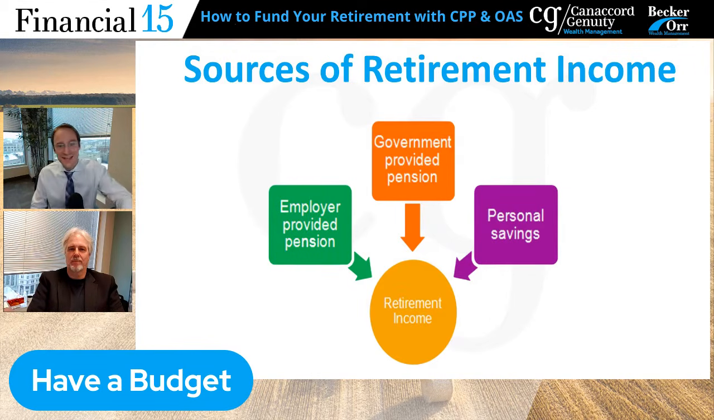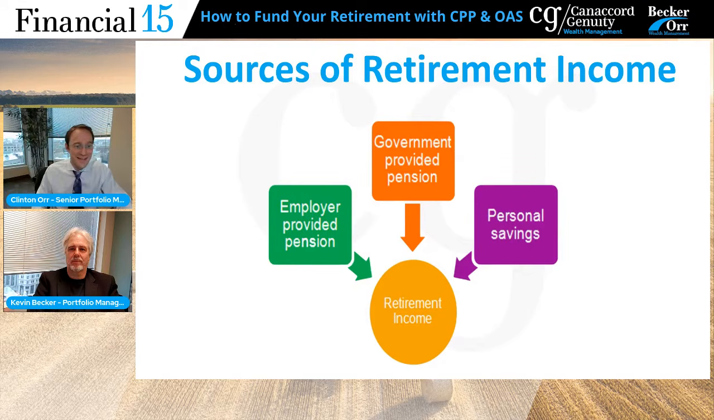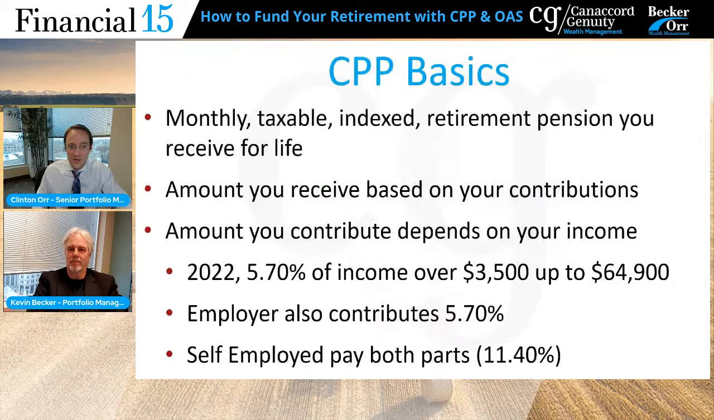Now we'll dive in to that orange box. We'll dive in to the sources of government income, looking at CPP and OAS. And we've done this before, but we'll cover it quickly here, Kevin. The CPP basics. Take us through it. Yeah, the basics. I mean, basically, it's a monthly taxable indexed retirement pension that you receive for life. It is a government pension that you're getting.